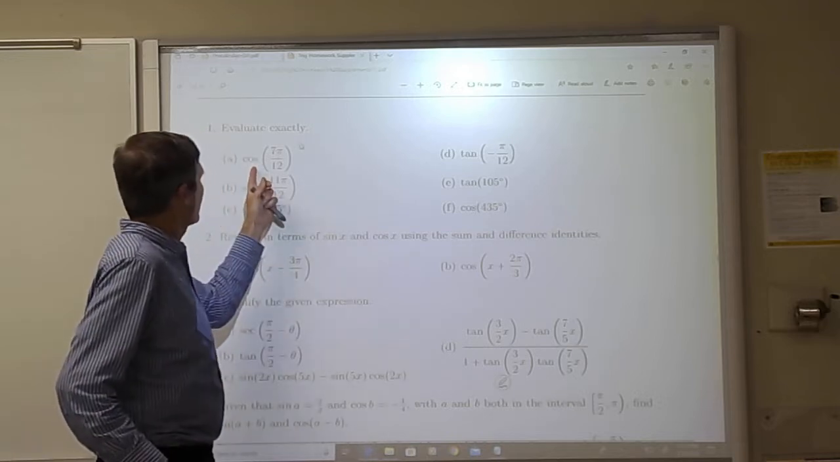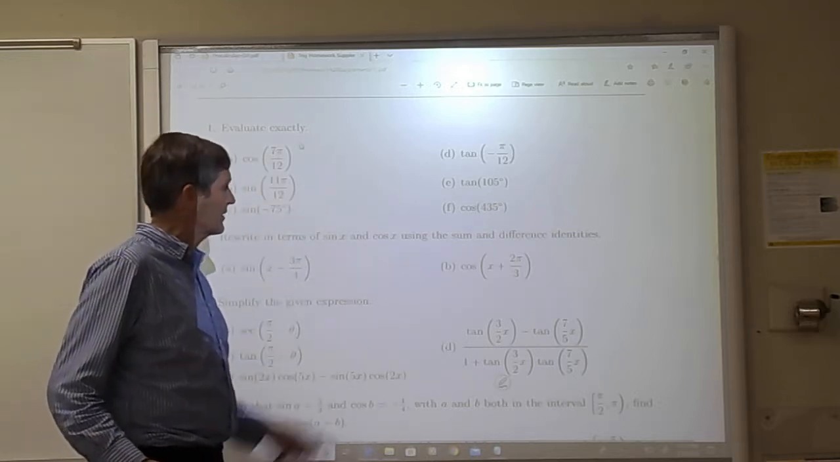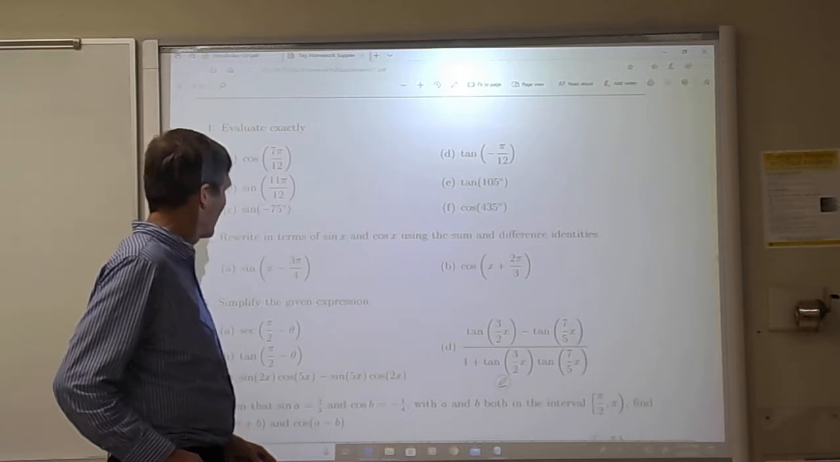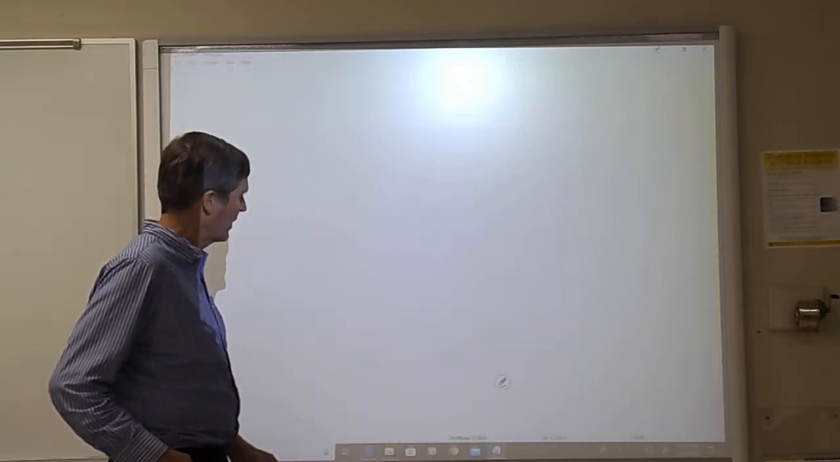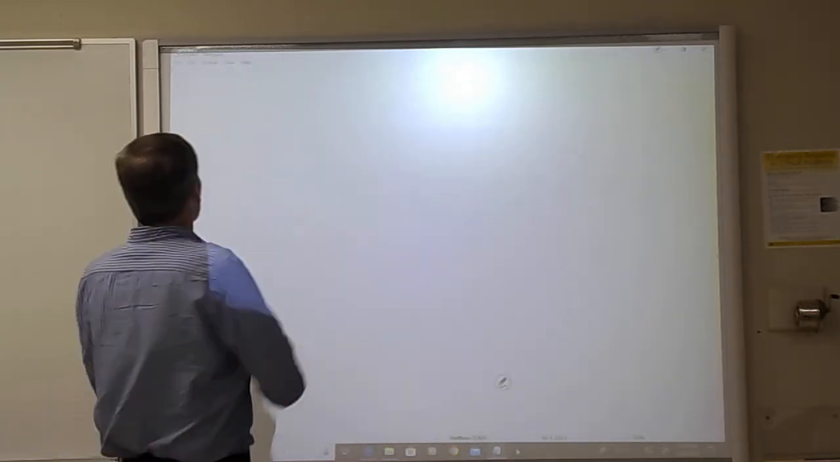Suppose I wanted to calculate the cosine of 7 pi over 12. This is the kind of question I like to ask on tests. What is the cosine of 7 pi over 12? We can calculate it using this new identity.